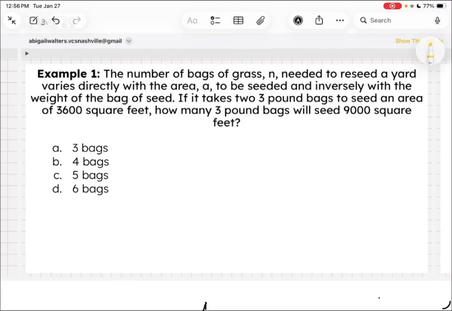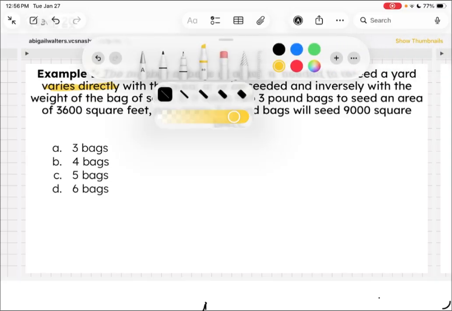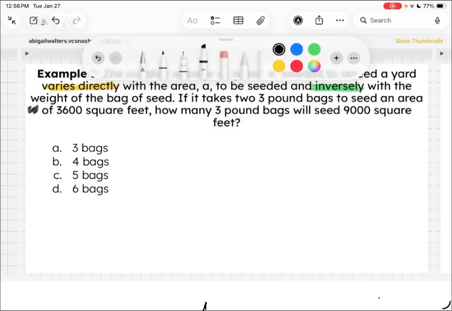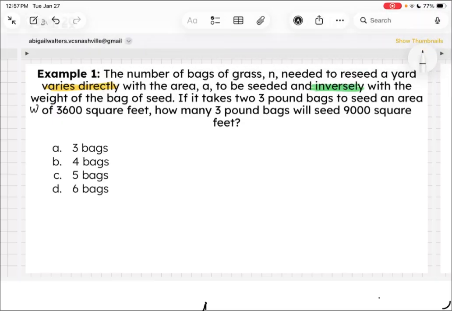Okay, so we know N represents the number of bags of grass. That varies directly with the area to be seeded, and this is the combination part: directly with the area to be seeded and inversely with the weight of the bag of seed. We really should have put a variable in there for weight. That should have been W. So this is W for the weight. Put that right here. So we've got 3 variables going on: N for the bags of grass, area A, and the weight W.